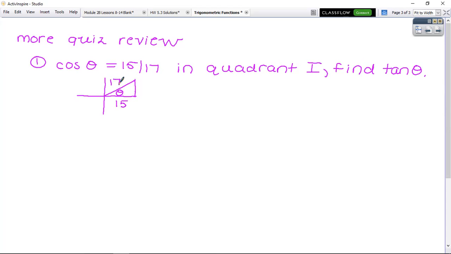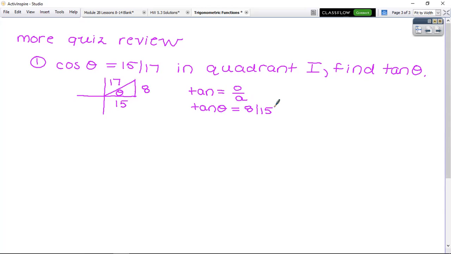How would I find the other leg? Yeah, Pythagorean theorem comes back as 8. Okay, let's Pythagorean theorem. And then how would you find tangent? You would do tangent is equal to opposite over adjacent, which in our case is 8 over 15, done. So that is just expressed as a ratio.